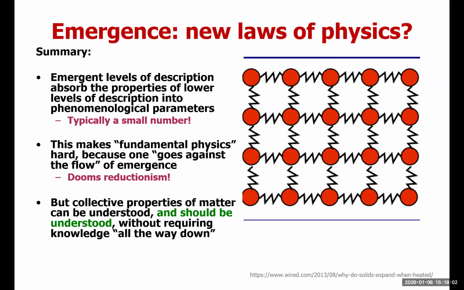We say, oh, well, never mind that. There are these things called mesons. And how many of those are there? There are hundreds of them. And there are quarks and so on, and you keep on going. So collective properties of matter should be understood, and can be understood, without having the knowledge all the way down.